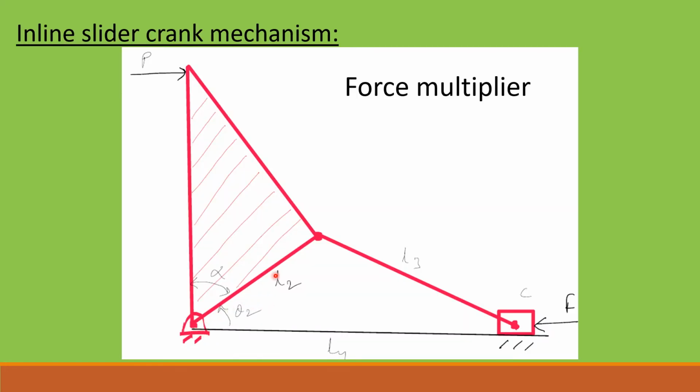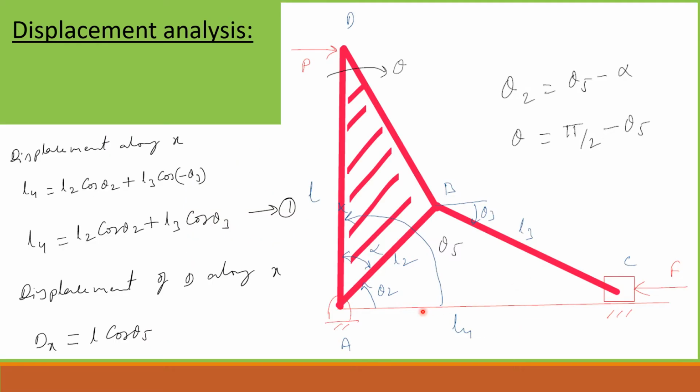Here is a typical inline slider crank mechanism whose link L2 is extended as shown in the figure, and a load P is acting at this point and a reaction load F is felt on the slider. In this mechanism, L2 is the crank, length L is the lever and the coupler length is L3, and a force P is applied at this point and a reaction force F is felt on the slider.